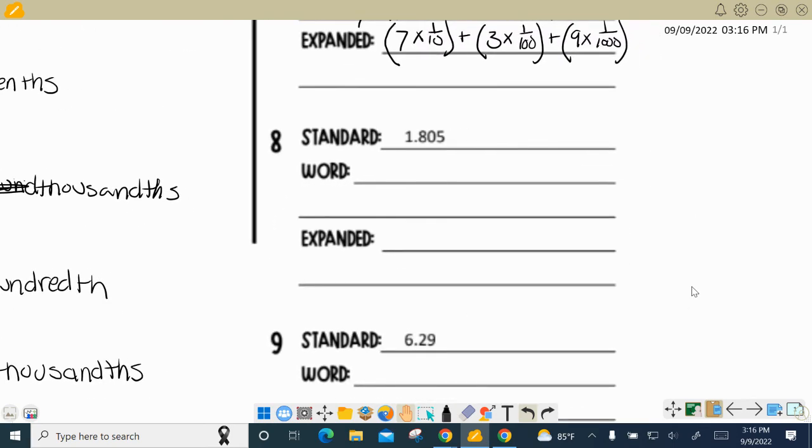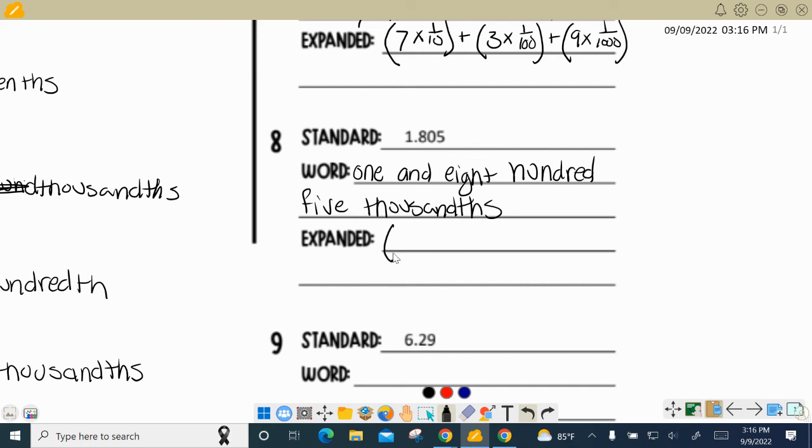Let's move on to number 8. I'm going to have you go ahead and do this one. I want you to choose the correct word form, and then we'll do expanded. All right, for this, you should have read this as 1 and 805 thousandths. So let's read it and see if you picked the correct one. We have 1 and 805 thousandths. Beautiful. Hope you got that. If you did not, make sure you're fixing that answer.